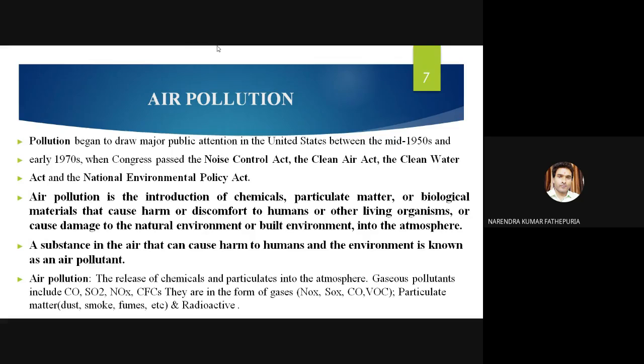Air pollution is the introduction into the atmosphere of chemicals, particulate matter, or biological materials that cause harm or discomfort to humans or other living organisms, or cause damage to the natural or built environment. A substance in the air that can cause harm to humans or the environment is known as an air pollutant. These are the well-known air pollutants. We have a classification of the pollutants: primary air pollutants as well as secondary air pollutants.